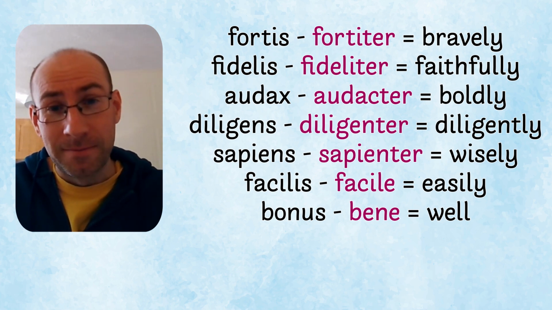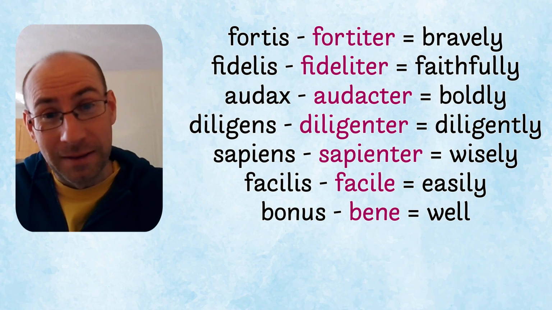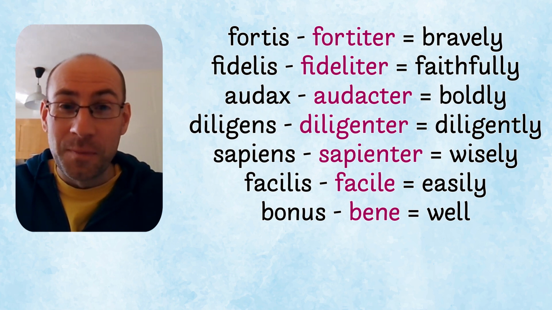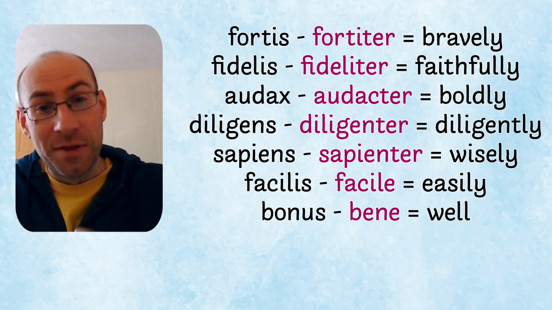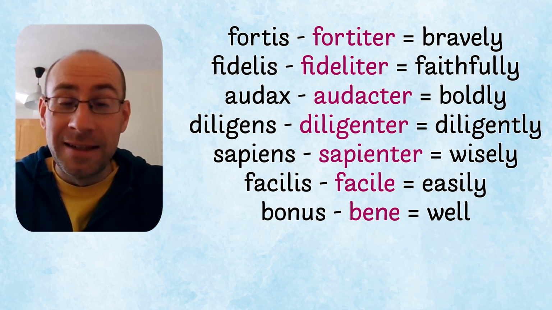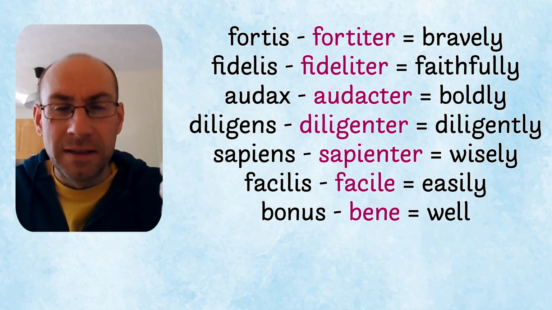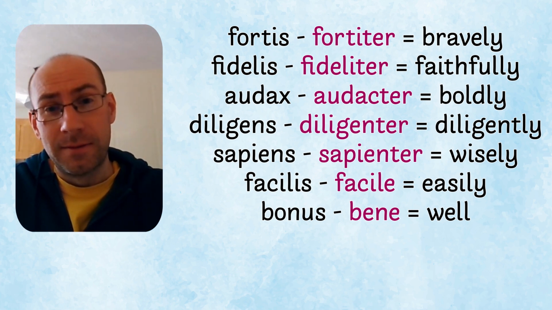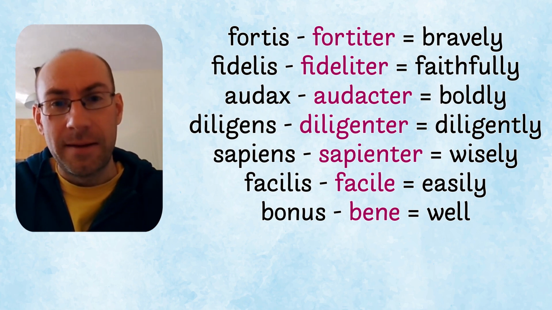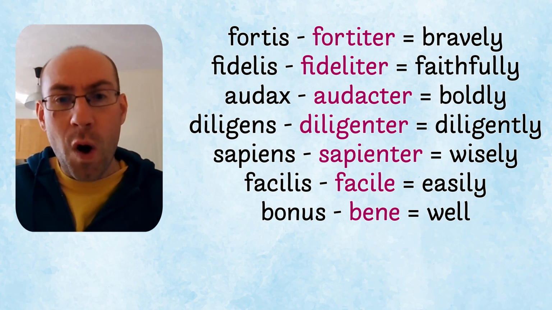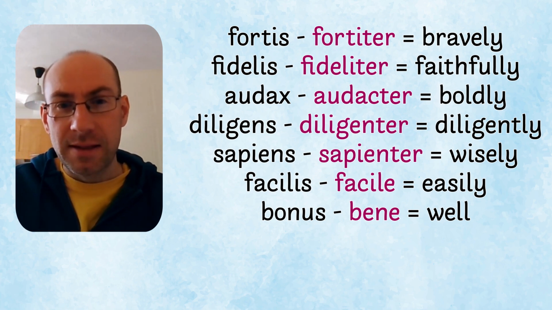The slave girl always works diligently and faithfully. Ancilla semper diligenter et fideliter laborat. Or diligenter fideliterque laborat. Remember that? Where you add the -que to the second word, then you don't need et. It means and. Diligenter fideliterque laborat. Fortiter, fideliter. Audacter, boldly. Diligenter, diligently. All right. The word for wise, sapiens. I think we covered this, didn't we? Homo sapiens. Sapiens. Wisely.